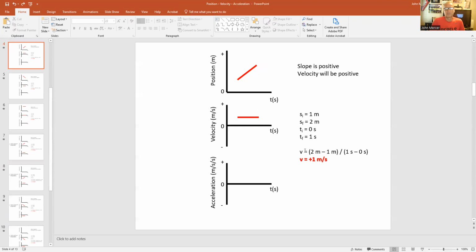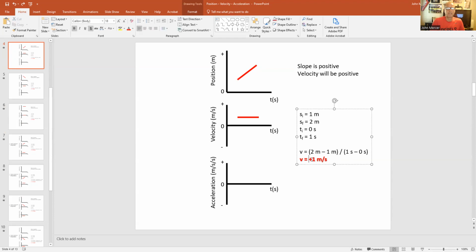So I put some numbers on here just for the sake of confirming this graphical understanding of this relationship between position and velocity. So here, if I've got the initial position as 1, that would be this position, and the final position is 2, and my initial time being 0, and my final time being 1 second, well, I can calculate my slope, I can calculate my velocity. Final minus initial, 2 minus 1, divided by final time minus initial time, 1 minus 0. That's a positive 1 meter per second.